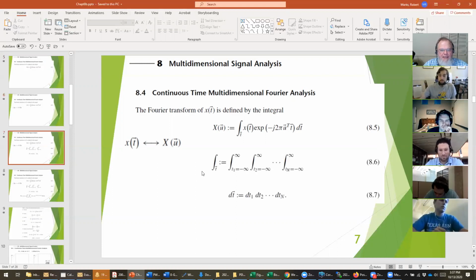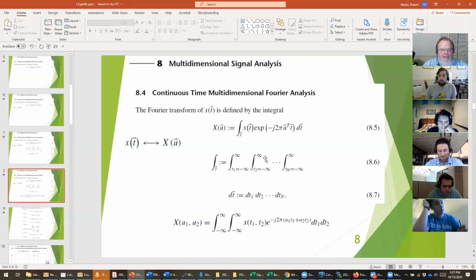And here is the relationship for the shorthand notation. The integral over t is equal to these integrals, and the differential is equal to the product of all the individual one-dimensional dt's. So we've gone through that. And then this is an example of writing it out.